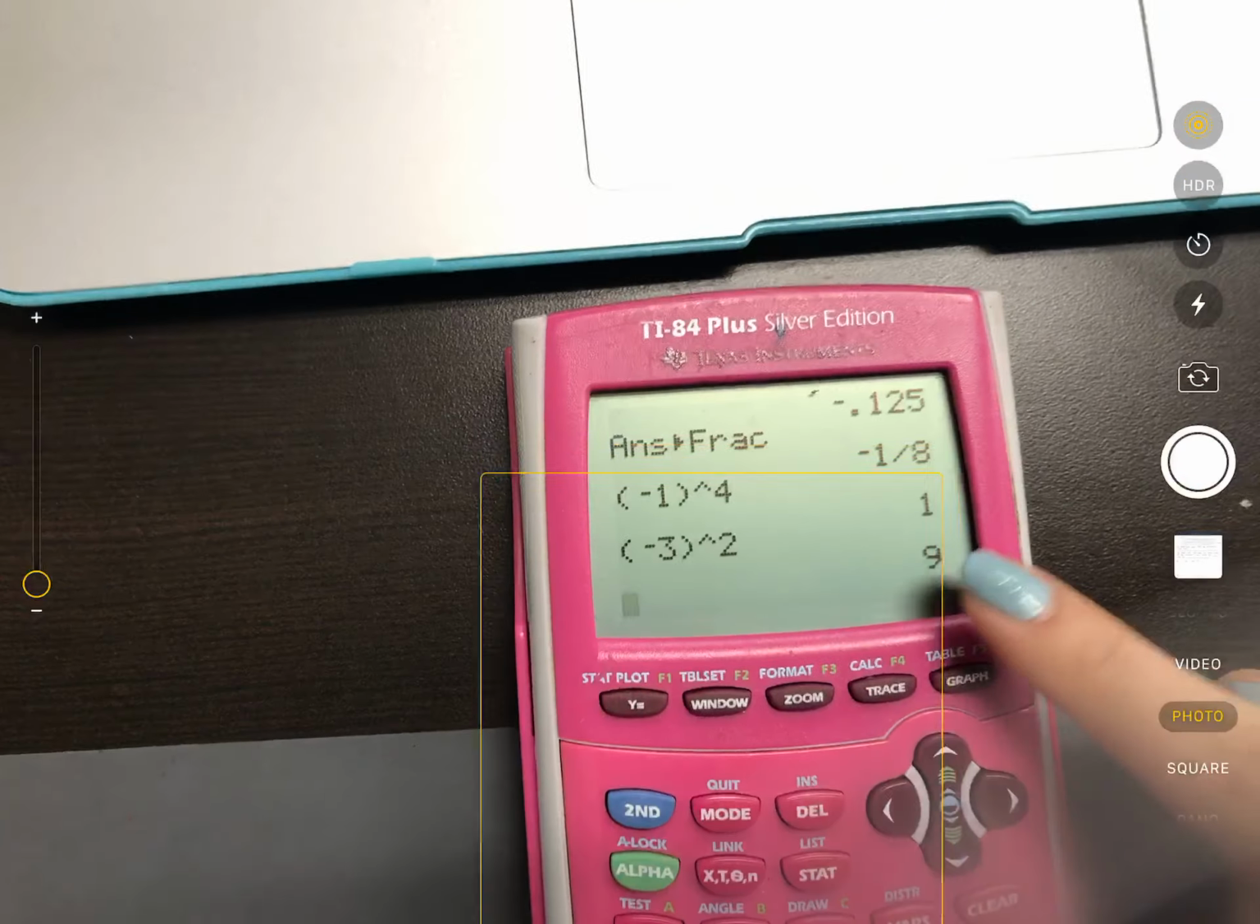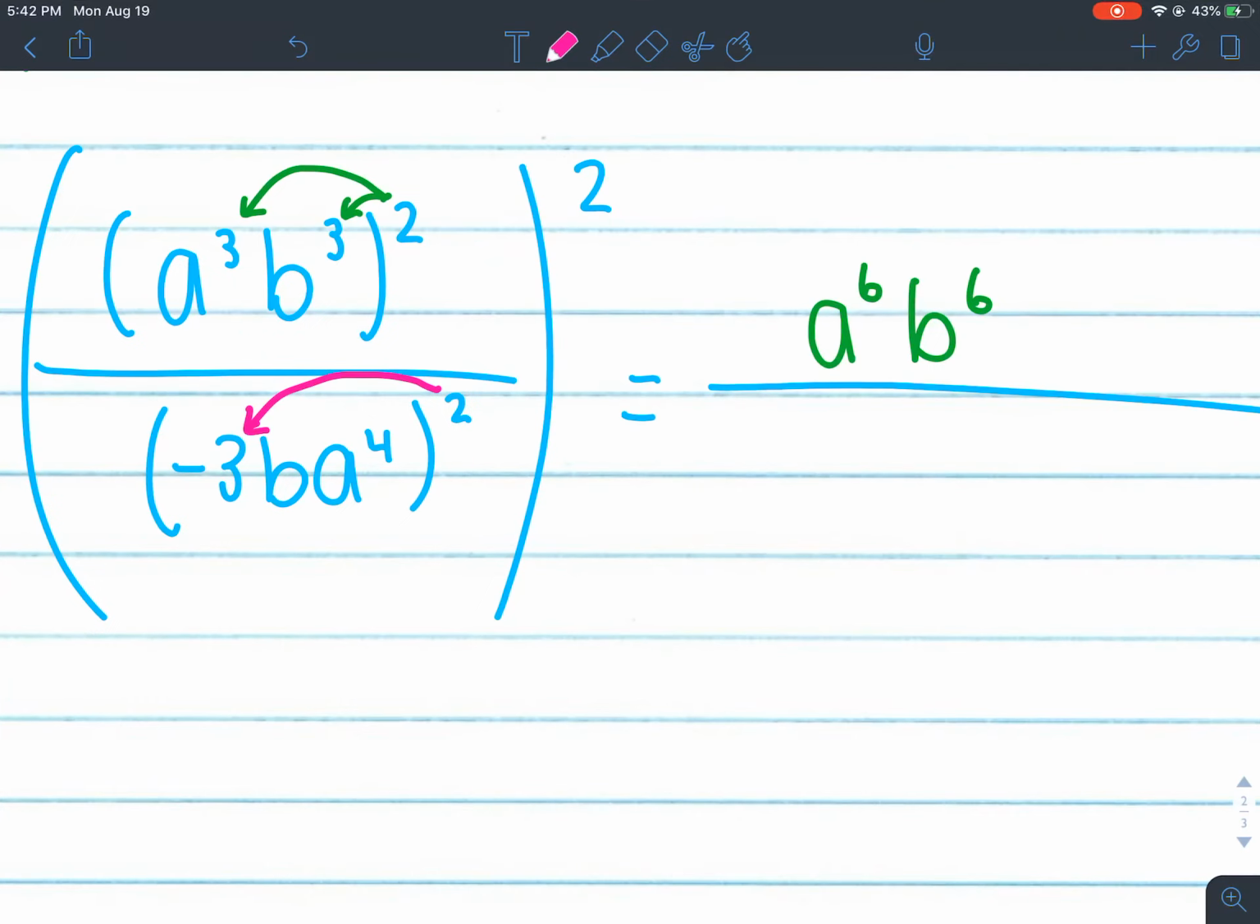So I'm going to hit enter. That's going to be a positive 9 because -3 times -3 is positive 9. So I have a 9 here. And then I also have to do it to this one. So there's technically 1b there. So I do 1 times 2, which is 2. And then I have a to the power of 8. So it's going to be 4 times 2, which is 8.